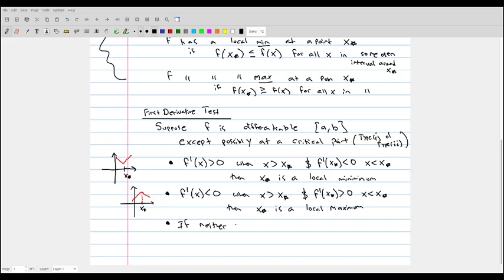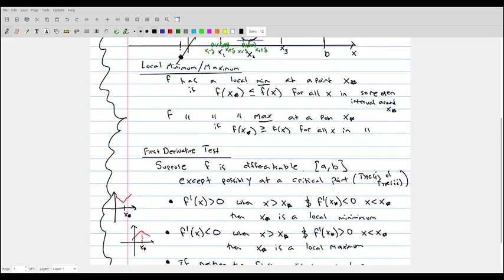If neither of the first conditions is true, then x star is neither a local min nor a local max. So it's possibly some sort of inflection point, or another type of point where the derivative is zero, so it's a critical point, but it's not a local max or a local minimum.